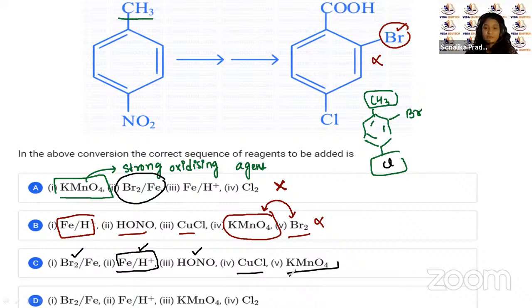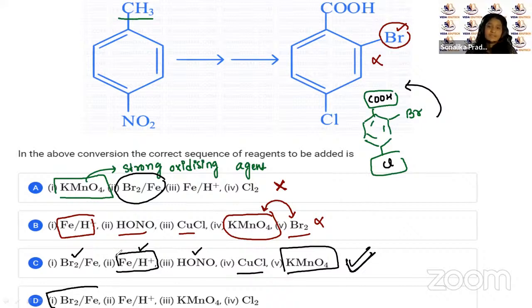Then we have KMnO4. This is oxidizing agent. So what it's going to do? Now it's going to convert this part, and you're going to get COOH. So can I say that we got this right from this one? So this is going to be your correct order. Let us check for the last one as well.